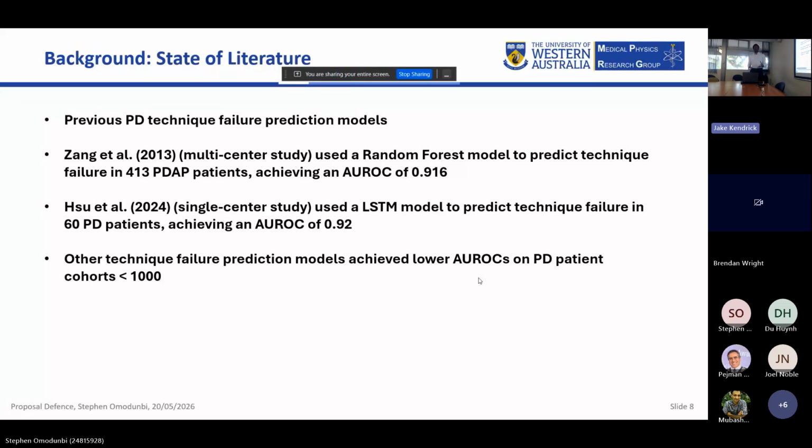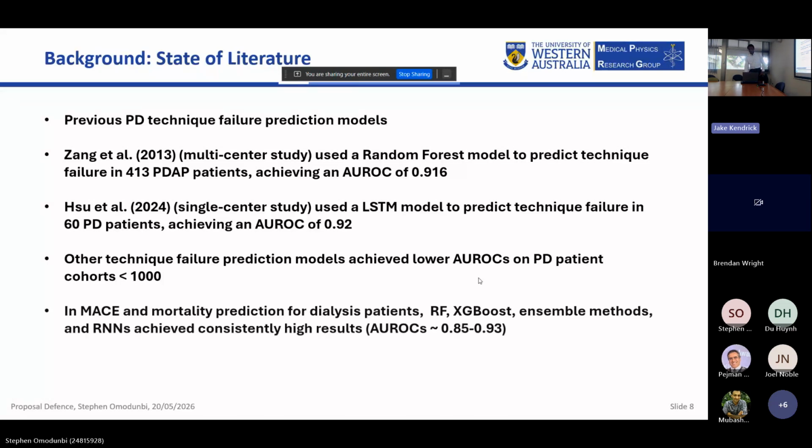The good thing about what we're able to do with the ANZ data registry is we're going to have a massive, well, hopefully, quite massive, large-scale number of patients. So we'll be able to deal with the larger cohort and see how our predictions will function on those. And from what I've also seen in other dialysis patient predictions, for instance, major adverse cardiovascular events and mortality predictions, random forest, XGBoost, and other ensemble methods, RNNs, and LSTM models achieved consistently high results. So I'll definitely be looking forward to implementing some of these in my research.